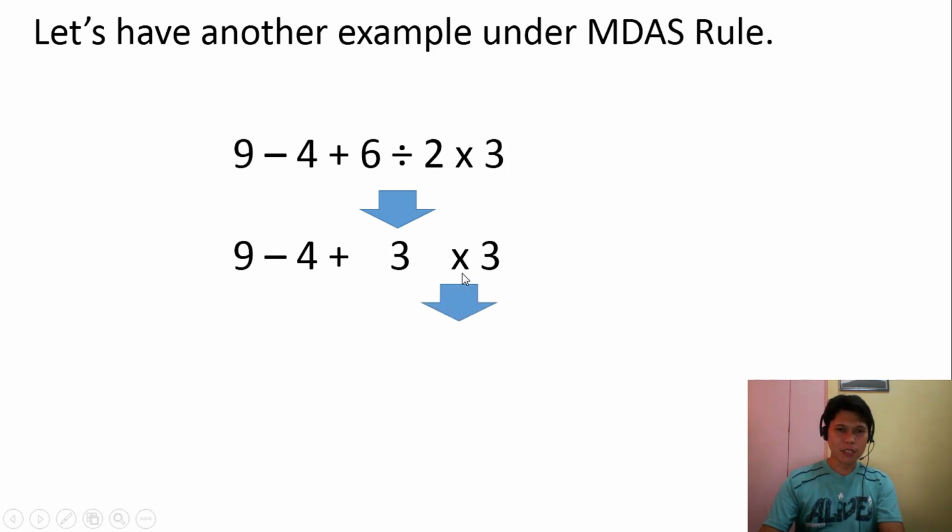Next is 3 times 3, multiplication. So 3 times 3 is 9, and then 9 minus 4 plus 9. Okay, this time you can do them from left to right. 9 minus 4 is 5. 5 plus 9 is 14. So the answer is 14. Okay, do you have questions?